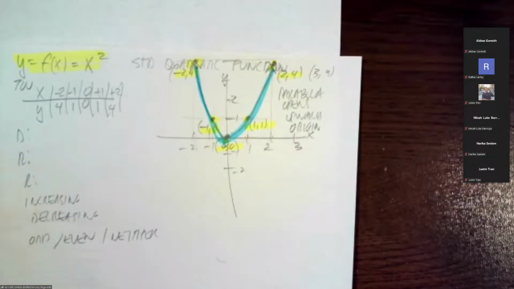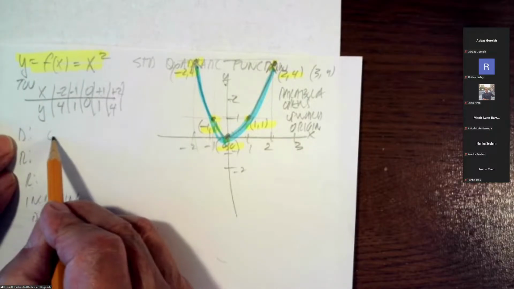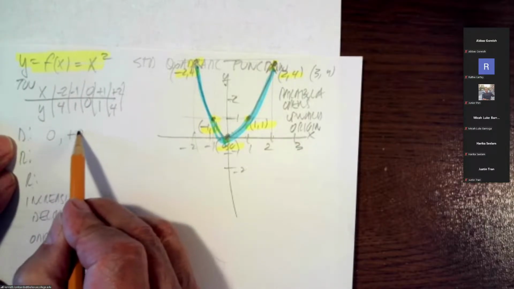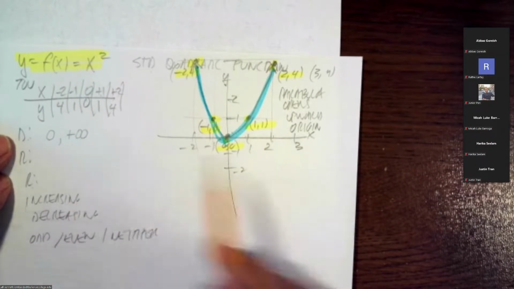I think it'd be 0 to positive infinity. Domain 0 to positive infinity, like that. Mm-hmm. All right. Anybody else?